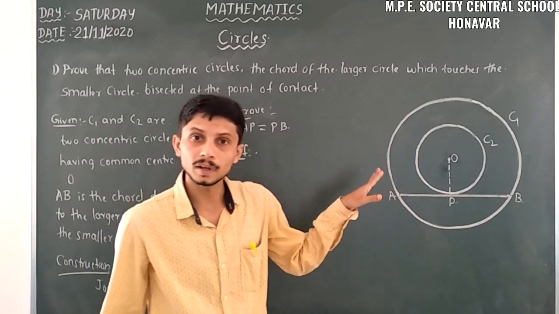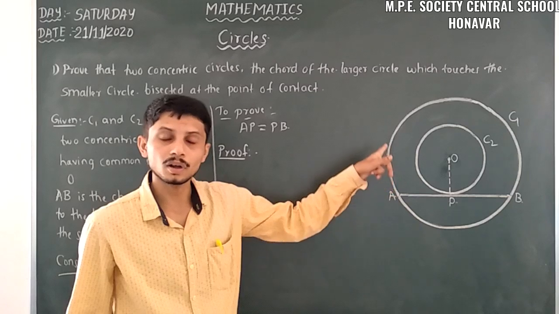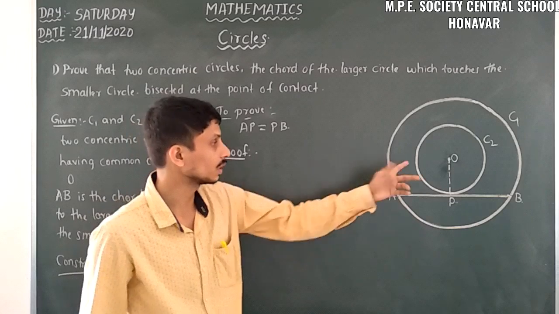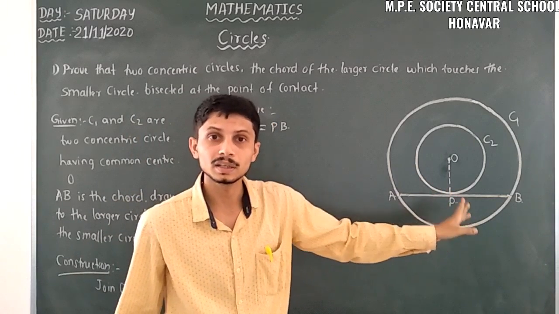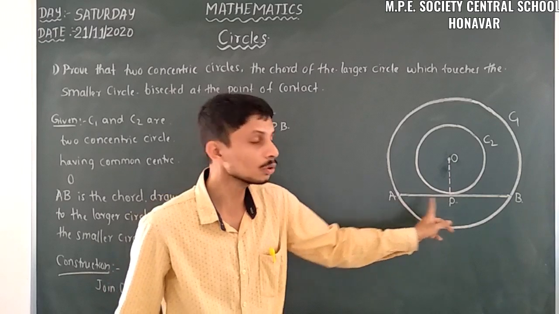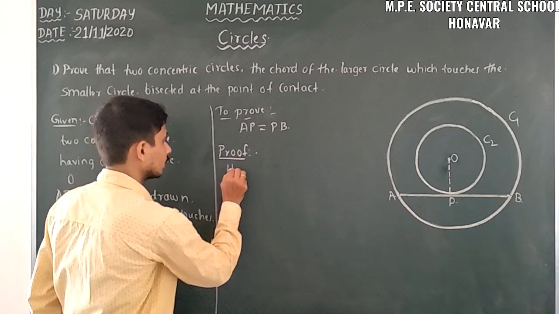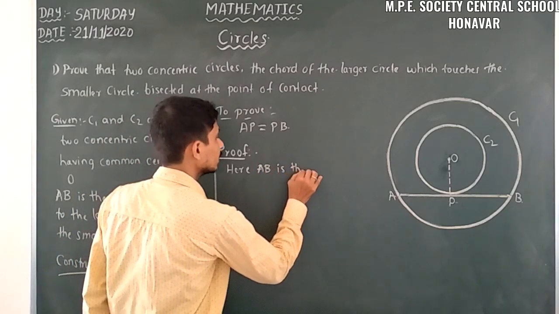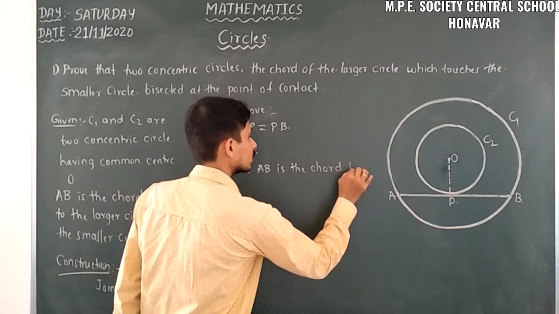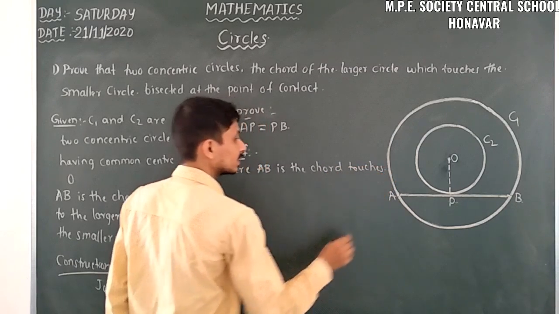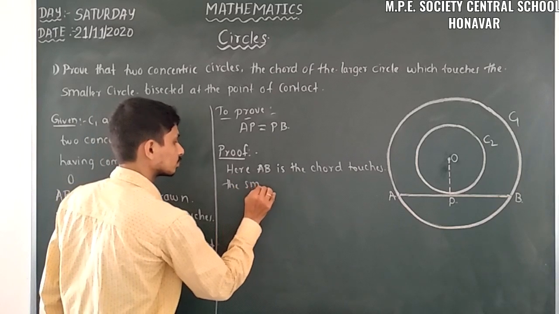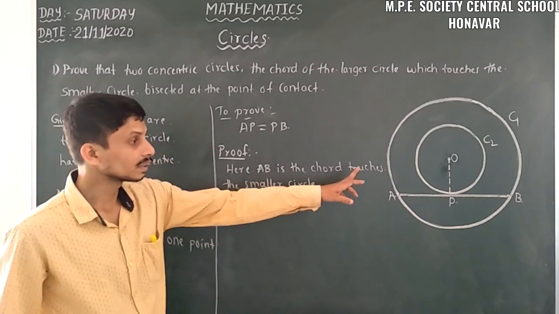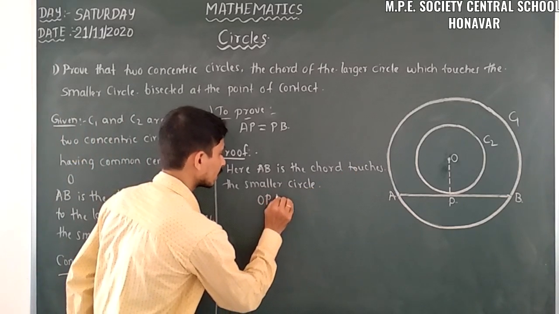Here, when we draw a line from the center of the circle to the chord, it bisects the chord into two parts. Already we know that OP is perpendicular to AB. Here AB is the chord that touches the smaller circle. So OP is perpendicular to AB.